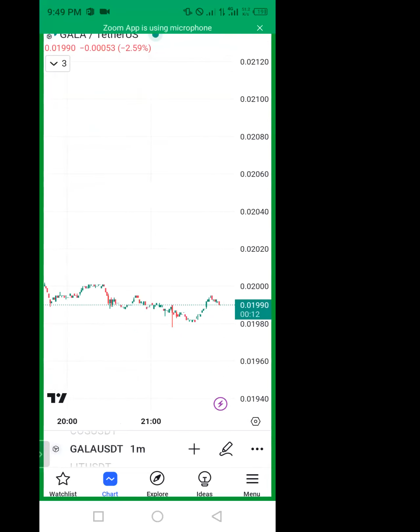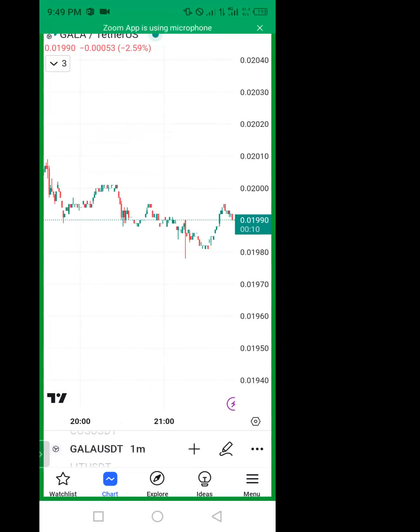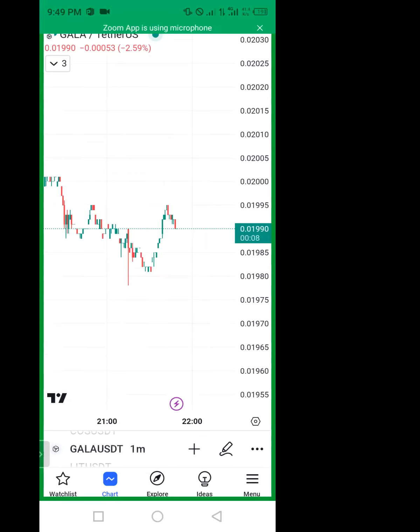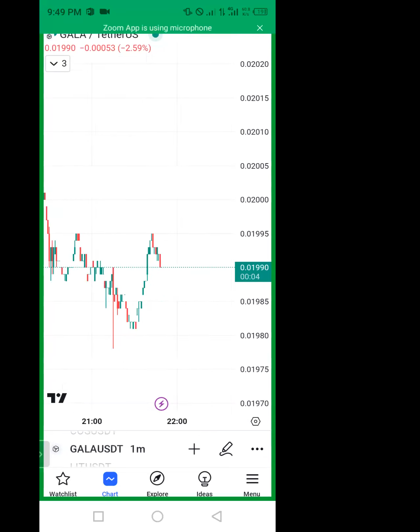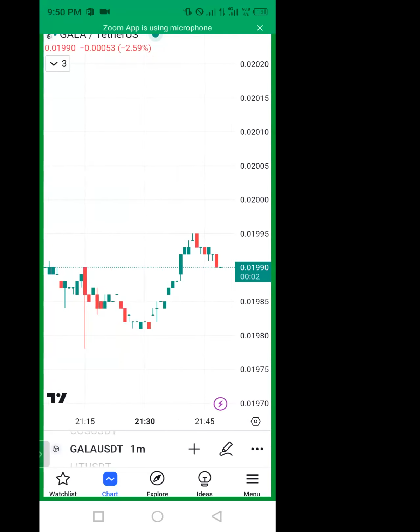A 1 minute time frame means every candle that you are seeing here has taken just 1 minute to form. Others are just dots. So for me, I cannot trade a 1 minute because I want to take care of my heart very well. I don't want to be on pressure.